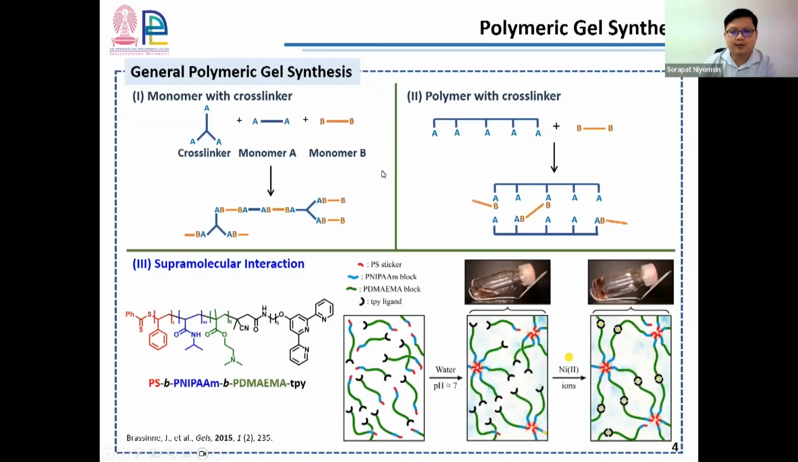Okay, so let's see how to prepare the hydrogel, or polymer gel. Normally, polymer gel can be prepared by various types of reaction. We can start from monomer A, monomer B, and a cross-linker to prepare a cross-linked structure polymer. Or we have a polymer which has many functional groups connected with a bifunctional molecule like monomer B, acting as a cross-linker. In this case, we can also get the gel. Another type is supramolecular interaction, which is like the secondary interaction between molecules.